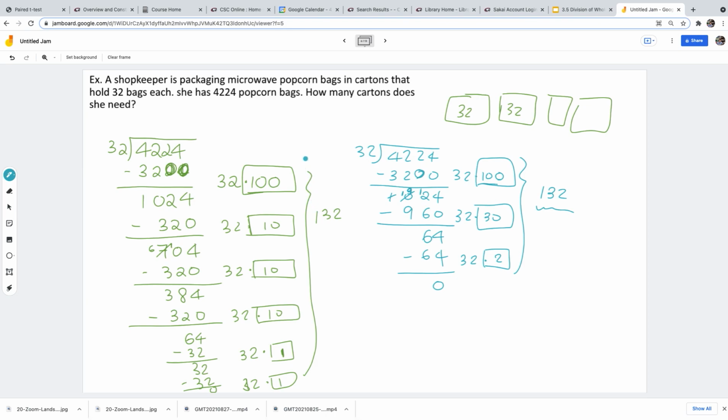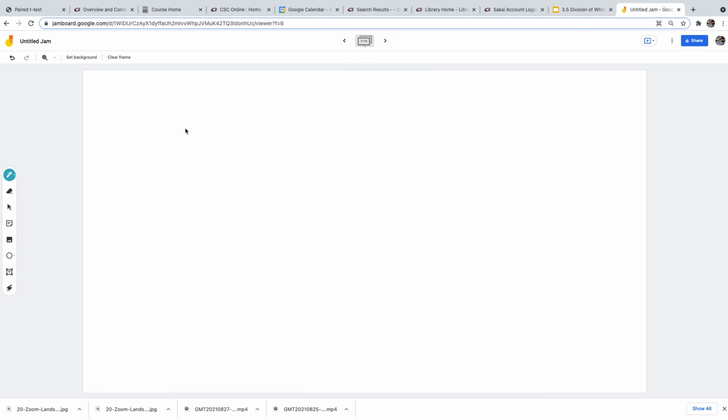So that's another way. If we continue to do that using a different method, I can show you that too. So we can also do it this way. 4,224 divided by 32, right? And you can go the other way around. So you can go 32 times 100. This is similar to the standard algorithm that we know.